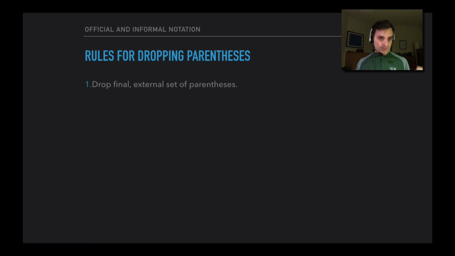Let's be more explicit about what the rules are for dropping parentheses. First of all, we can drop the final external set of parentheses. So if you build a sentence and you're entirely done building up the sentence grammatically, you've said, yes, this is the sentence I want to say, and if it has parentheses around everything else, then you can drop those. For example, here we have the conditional negation P arrow Q with parentheses around the whole thing. We can drop them, and then we get not P arrow Q.